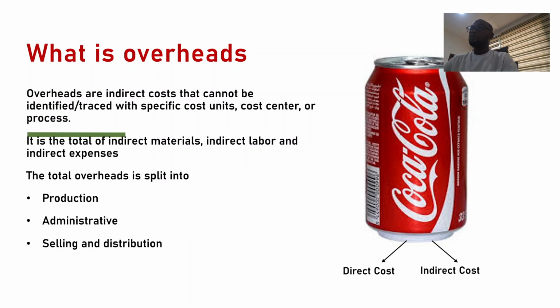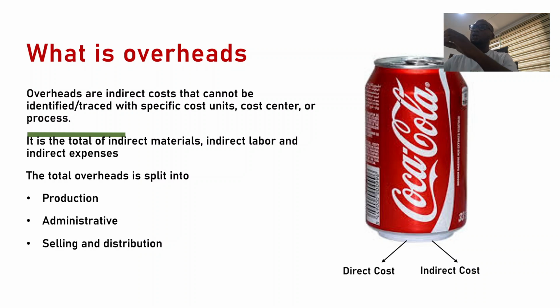For example, for this Coca-Cola, you see we have a can. Second, you see we have a red painting around the can. That is called the label. Now, the cost of the label and the cost of the can are direct because they are traceable directly to the product, that is the Coca-Cola.